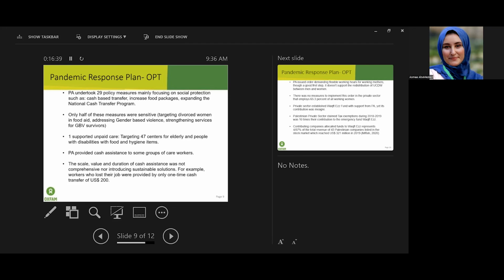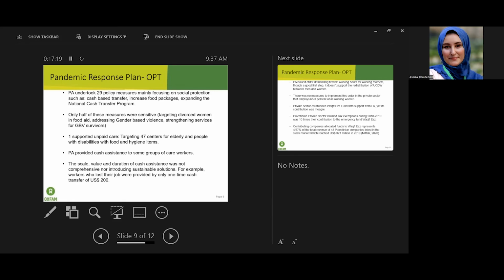Now, the PA considered including some of the groups of care workers within its cash assistance program as a way of targeting and addressing the needs of the underpaid care workers. If you really look at these interventions, you will find them very short term. They do not provide a sustainable solution, not even a foundation for policies to work on in the long term. And even the cash assistance has been very limited, like one-time cash assistance of $200 for the people and workers who have lost their jobs.